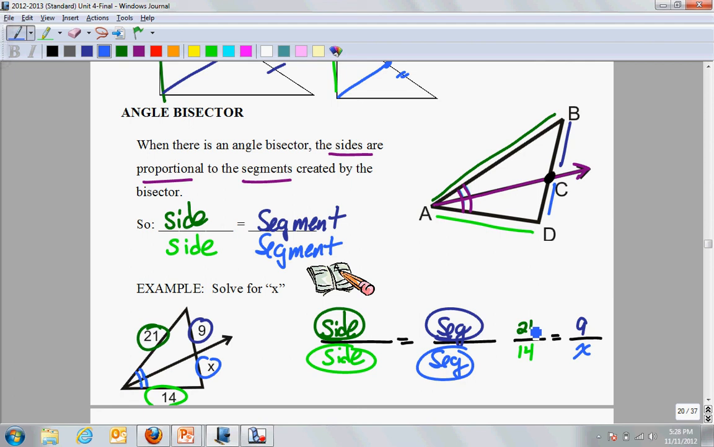From here we can cross multiply and solve. I'm going to show you a trick here to cross multiply. We're going to do 21 times X equals 9 times 14. Don't actually multiply 9 and 14. We're going to divide both sides by 21 here. And the trick here is just immediately reduce. 3 goes in here 3 times. 3 goes in here 7 times. 7 goes in here twice. 3 times 6. X equals 6.